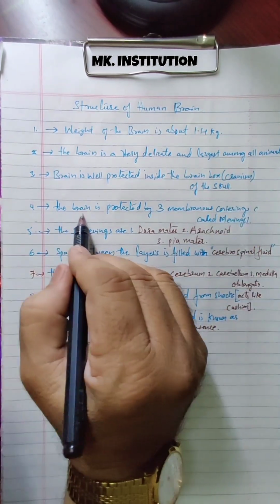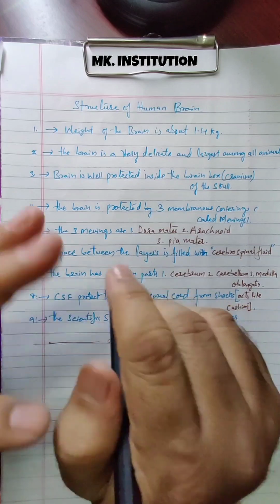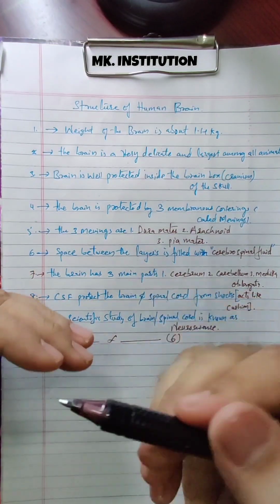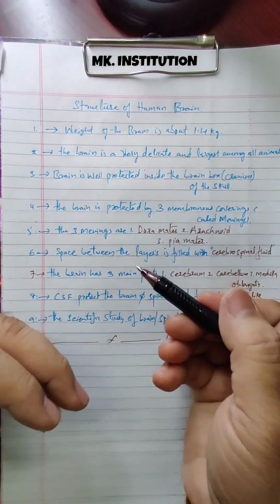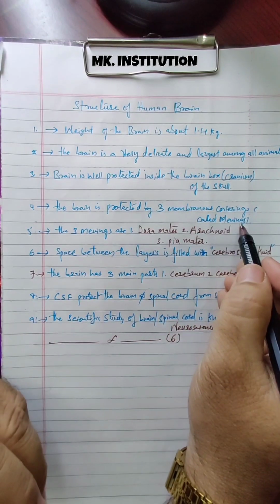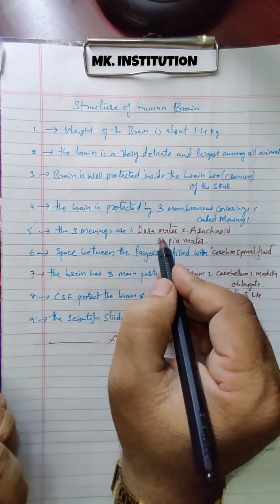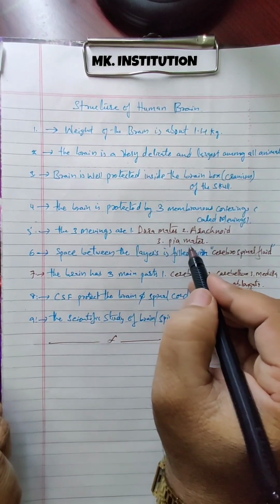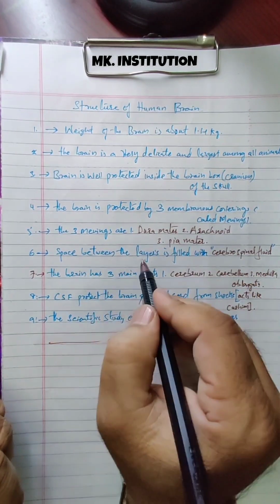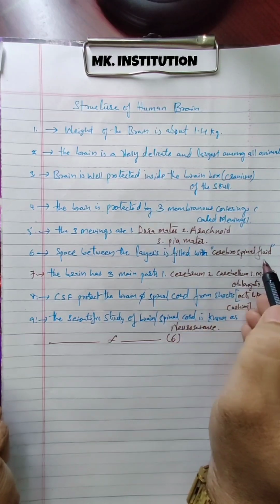Then the brain is protected by 3 membranes. The brain is covered with the 3 membranes. They are called the meninges. The 3 meninges names are dura mater, arachnoid membrane, and pia mater. The space between these layers is filled with the cerebrospinal fluid.